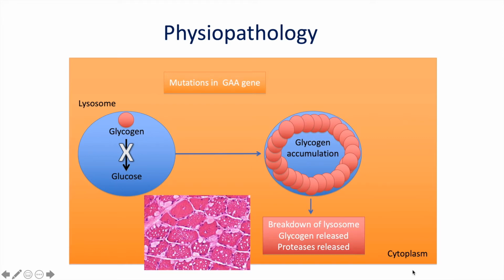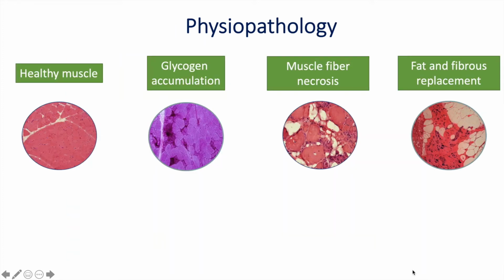So eventually we have muscle fibers full of glycogen, as you can see here in this photo, where you can see these pale pink areas, which is the glycogen inside the muscle fibers. In the long term, lysosomes will break and release all the content to the cytoplasm, and the enzymes that are inside the lysosomes are going to start destroying muscle fibers, which will be injured and after a while die. So the pathophysiology of the disease starts with a healthy muscle.